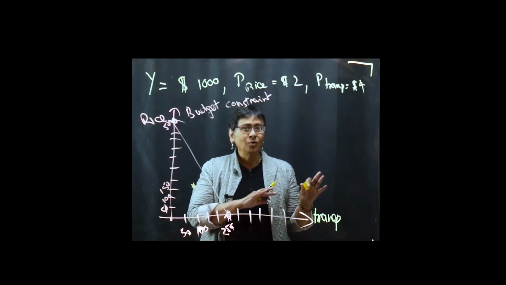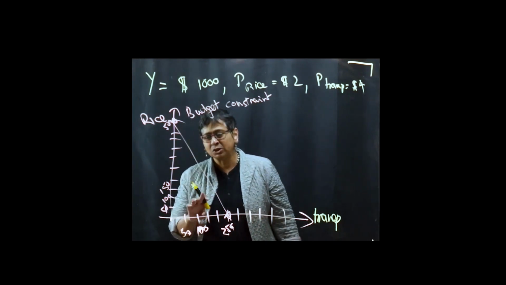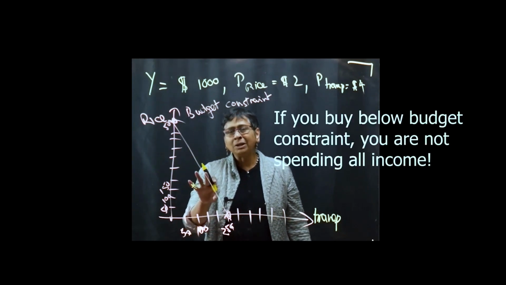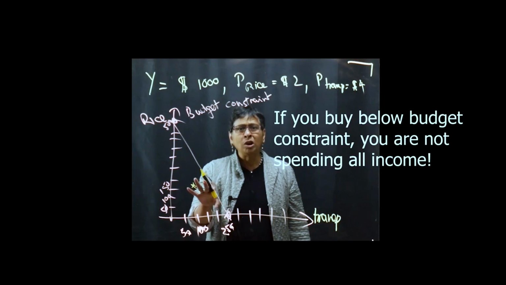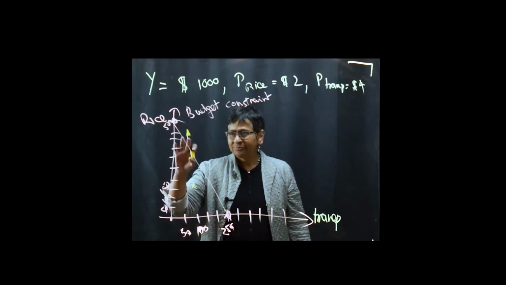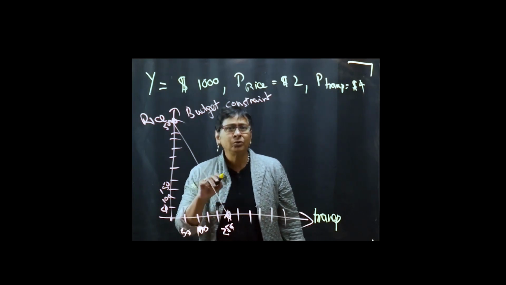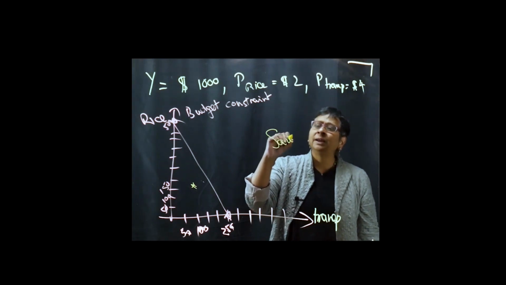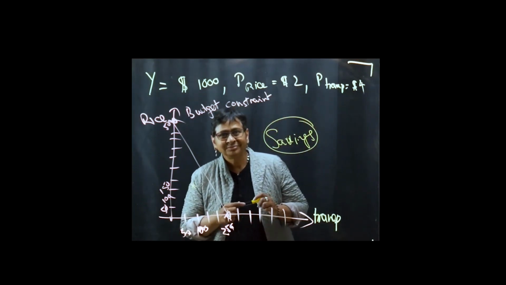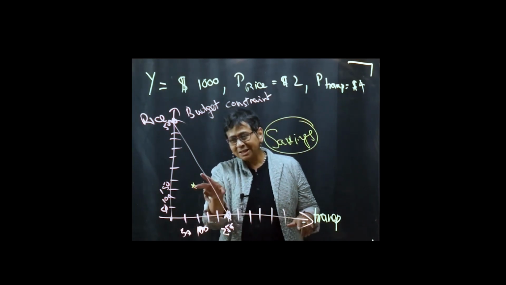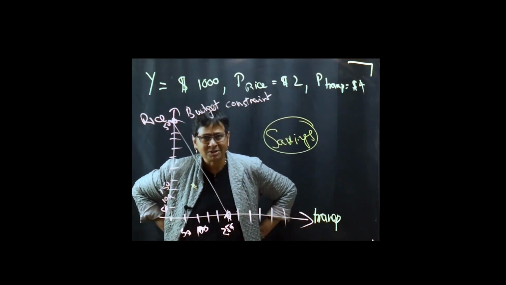We used to call this unemployment when we talked about the whole economy. But from the perspective of a single individual, if you buy below your budget constraint, it means you are not spending all your income. That's what it means. This is what you could buy with your income. You're not spending all your income. You're buying below your income. You will end up with savings. And usually you will take these savings, put it into your bank account, put it into your retirement funds, put it into financial markets.